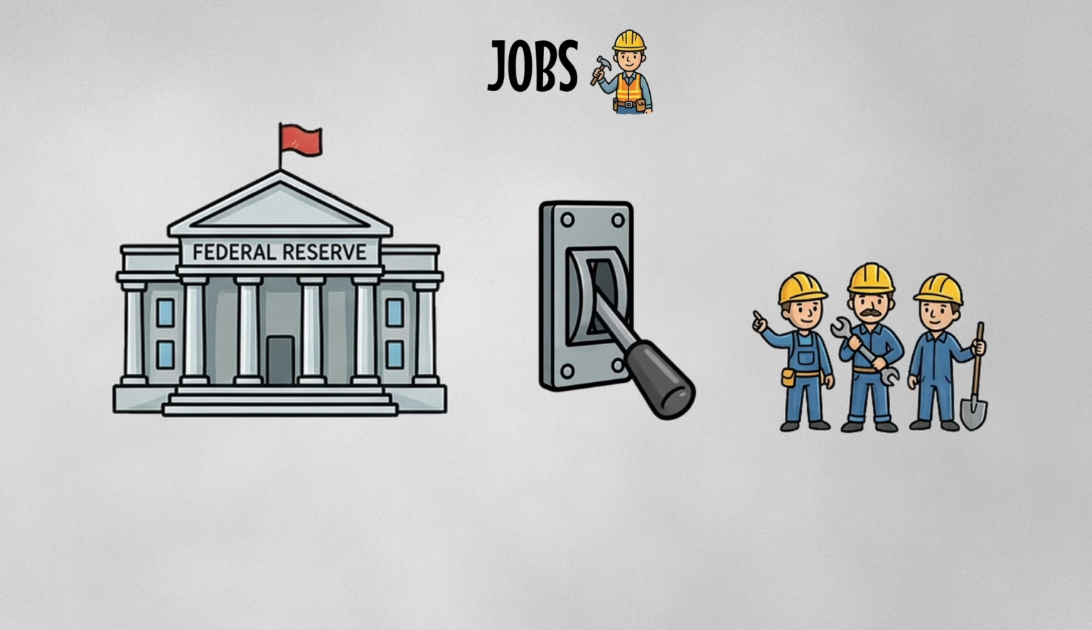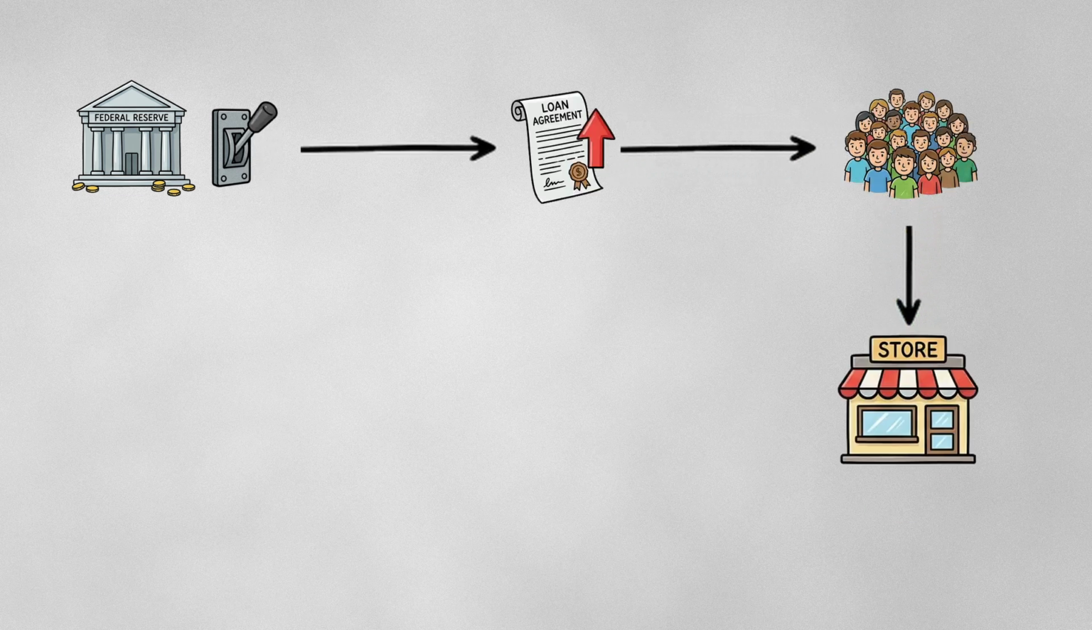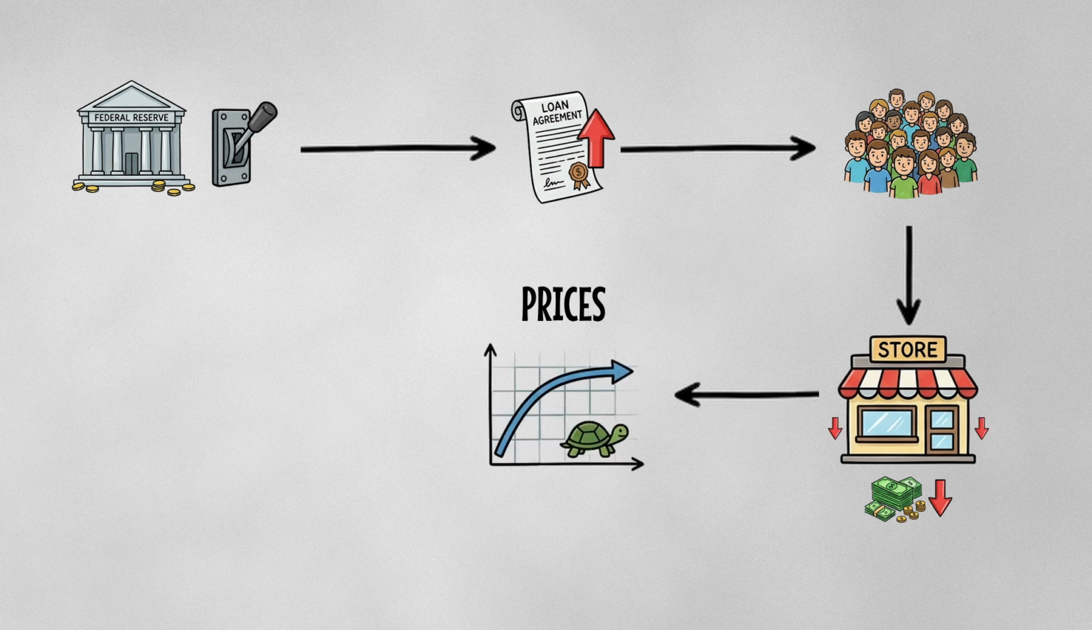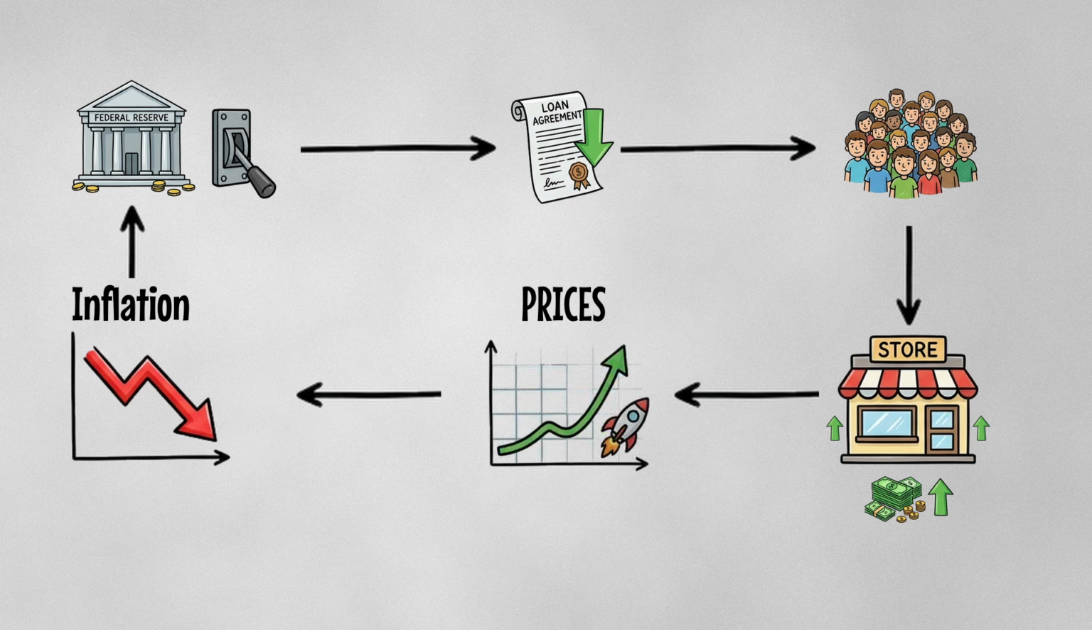Now let's connect all of this into one chain. Interest rates go up. Loans become expensive. People borrow less. People spend less. Businesses earn less. Businesses slow down. Prices stop rising as fast. Inflation goes down. Now the opposite chain. Interest rates go down. Loans become cheap. People borrow more. People spend more. Businesses earn more. Businesses expand. Prices start rising. Inflation goes up. This is why people say interest rates control everything, not directly, but through a chain reaction.